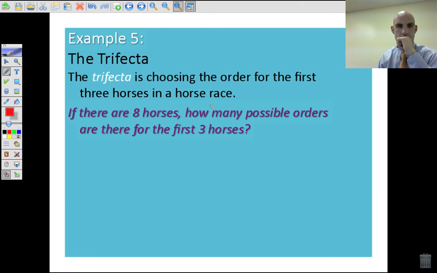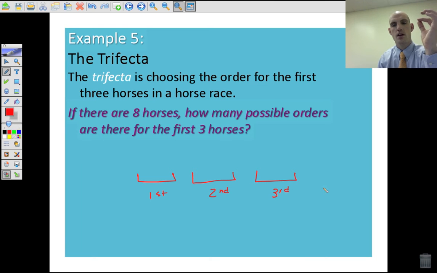Let's use horse racing as an example. The trifecta is choosing the order of the first 3 horses in a horse race. If there are 8 horses, how many possible orders are there for the first 3 horses? Consider each spot individually: first, second, and third place. At the start of the race, before anyone has crossed the finish line, how many possibilities are there for first place? 8. Anyone could win. We don't know who it is. It could be any one of those 8 horses.